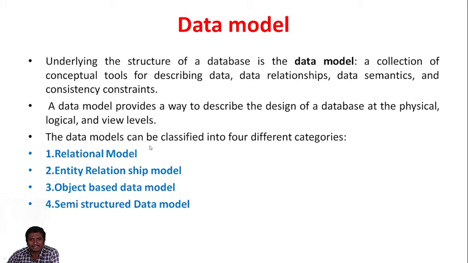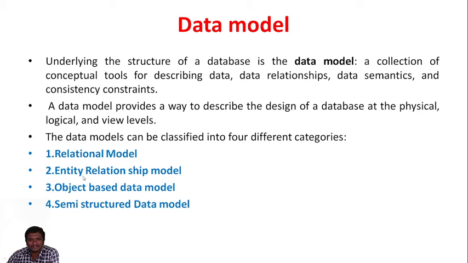The data model can be classified into four different categories: relational model, entity relationship model, object-based data model, and semi-structured data model. In the relational model, we can see each and every data in a table format. It's nothing but a relational database management system. It is based on a relational model. Each and every data should be represented as a table here.